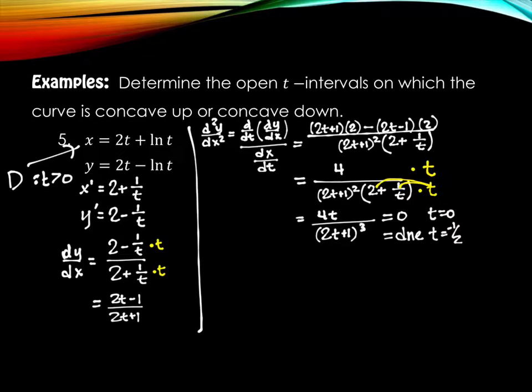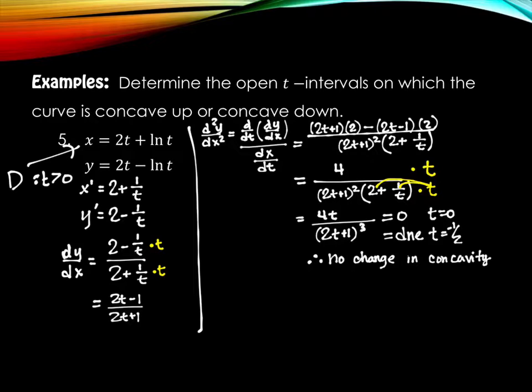So the two values for t that I got, which are the possible changes in concavity, are not in the domain. What does that tell you? Not that there is no concavity, but there's no change in concavity. So this is that therefore marker: therefore there's no change in concavity. So whatever the concavity is, it's the same everywhere.